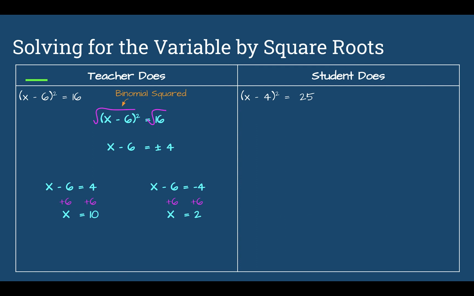Let's check. You should have found x equals 9 and x equals negative 1. Here's how we get that. If we start with our equation and take the square root of both sides, we end up with x minus 4 equals plus or minus 5. And then setting it equal to the positive, so x minus 4 equals 5, we just add 4 to both sides. We get our x equals 9. And x minus 4 equals negative 5, so adding 4 to both sides would be x equals negative 1.